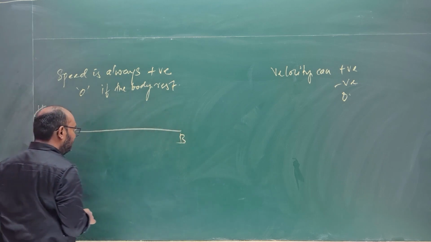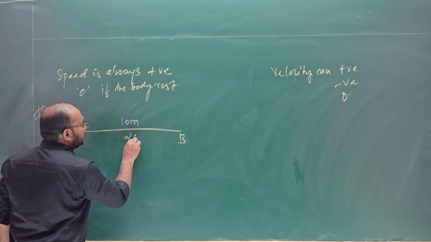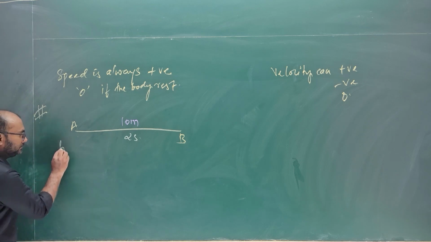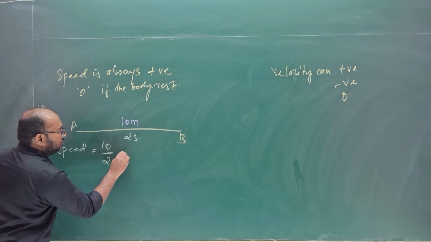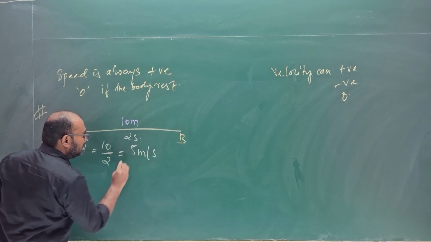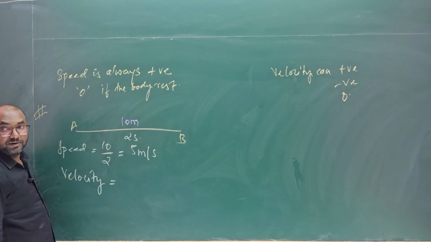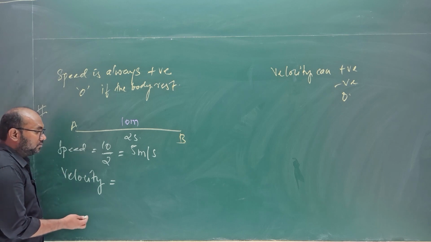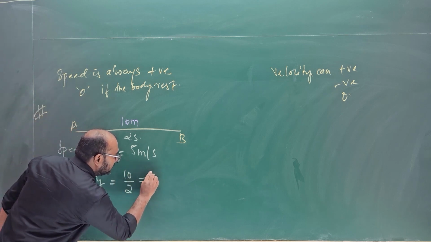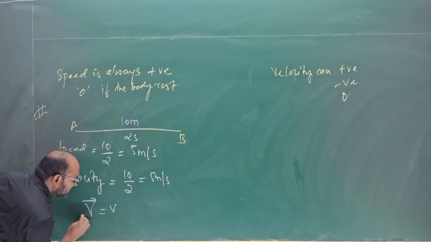Point A, point B: the object moved 10 meter and took 2 seconds. Speed is distance upon time, that means 10 upon 2, which is 5 meter per second. Similarly, velocity is displacement upon time. Displacement is 10 meter, time is 2 seconds, so 10 upon 2 again becomes 5 meter per second. Yes? Can I say that in this example velocity and speed are both equal?